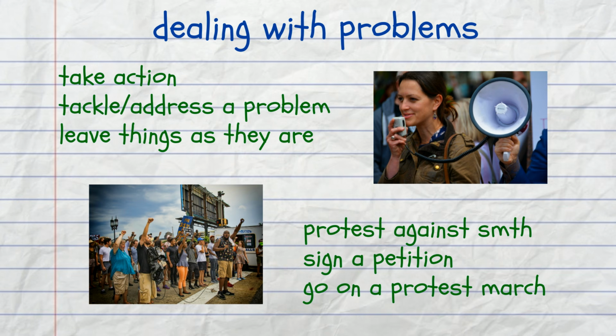It's very dangerous to leave things as they are when it comes to unresolved social issues. When governments stop taking care of such things, people start taking action. They protest in different ways, from signing a petition to going on a protest march.